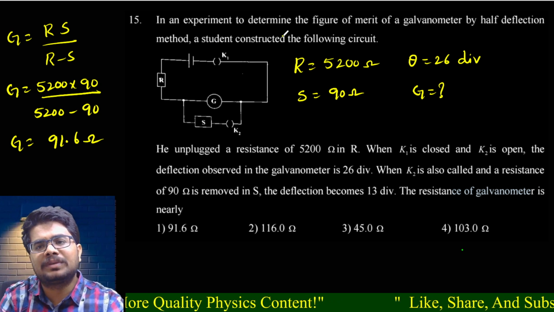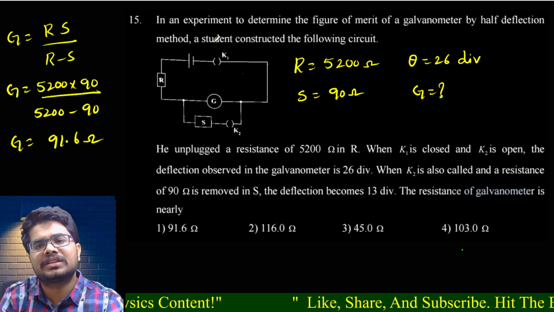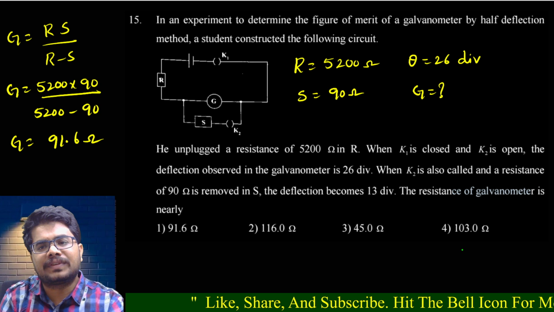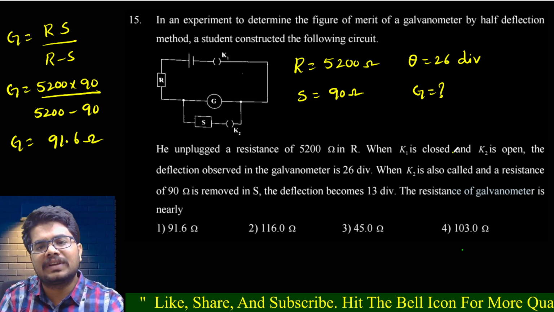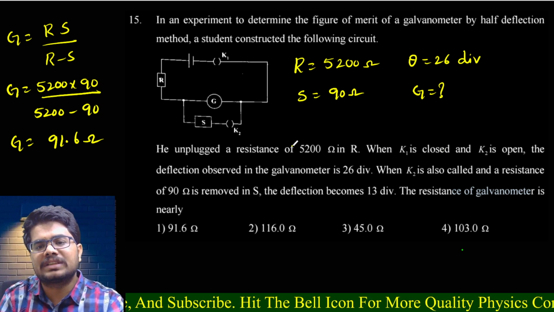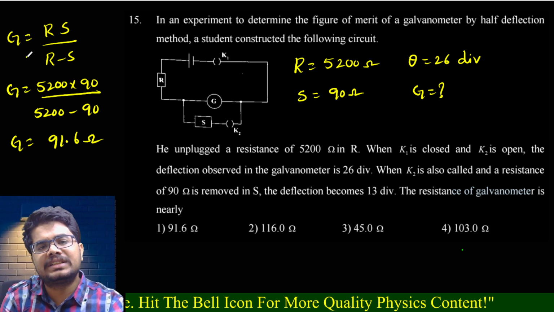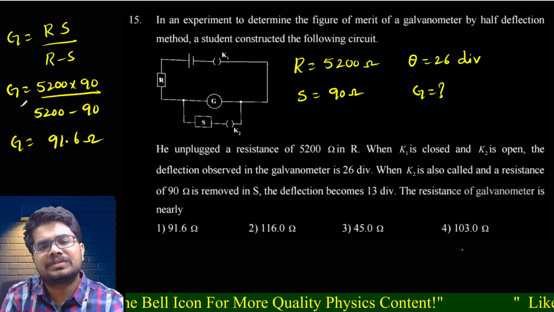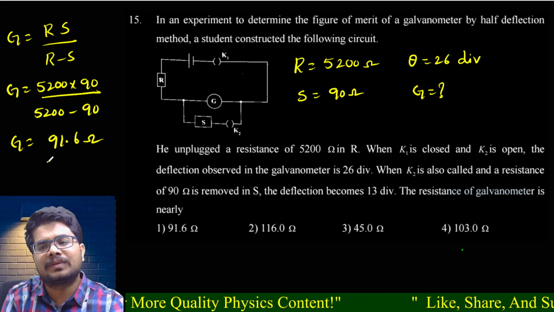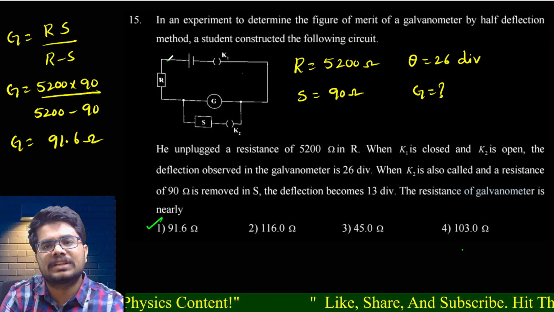Okay, so in an experiment to determine the figure of merit, a lab question, the galvanometer is by half deflection method. A student constructed the following. The R value is 5200. They gave the deflection as 26 divisions. And when they removed S, the value balancing is 90 ohms. Then find the G value. We did that: G equals R into S by R minus S. So G equals 5200 into 90 divided by 5200 minus 90. You will get 91.6. So which option is correct? Option 1 is correct. Check carefully.